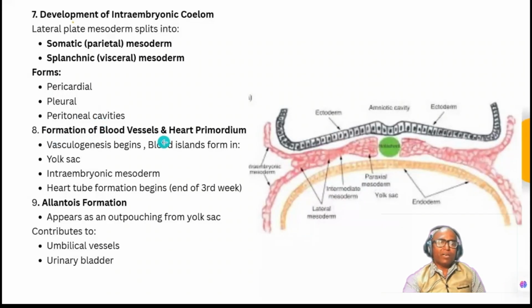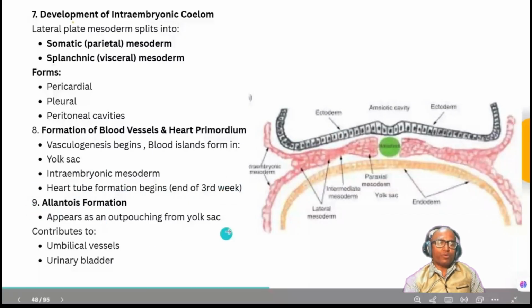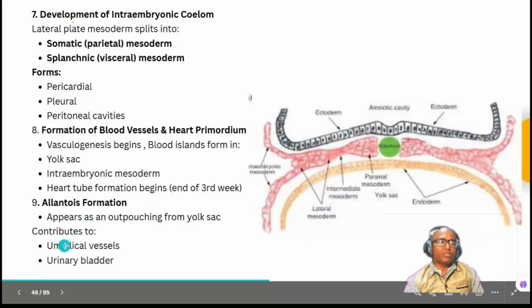Then formation of the blood vessels and the heart primordium. Vasculogenesis begins. Blood islands form in the yolk sac and intraembryonic mesoderm, and heart tube formation begins by the end of the third week. Okay. Then the allantois formation. It appears as an outpouching from the yolk sac. It contributes to the umbilical vessels and the urinary bladder. Okay, that is the role of the allantois.